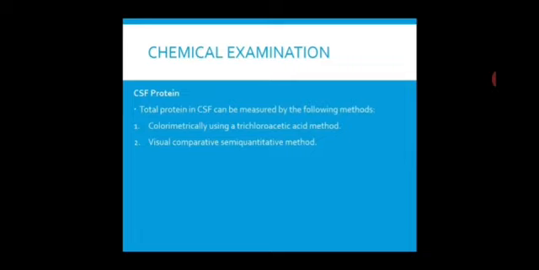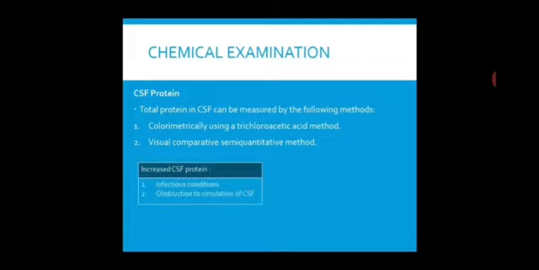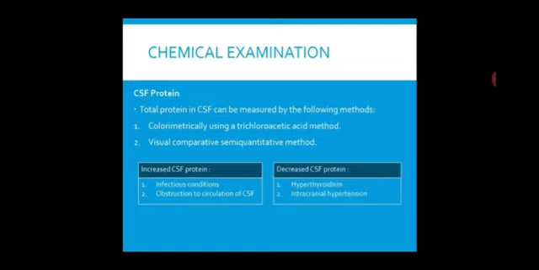CSF protein. Total protein in CSF can be measured by the following methods. The first one is by using the trichloroacetic acid method, and the second one is by using a semi-quantitative method. Increased CSF protein can be due to infectious conditions or obstruction to circulation of CSF. Decreased CSF protein can be due to hyperthyroidism or intracranial hypertension.